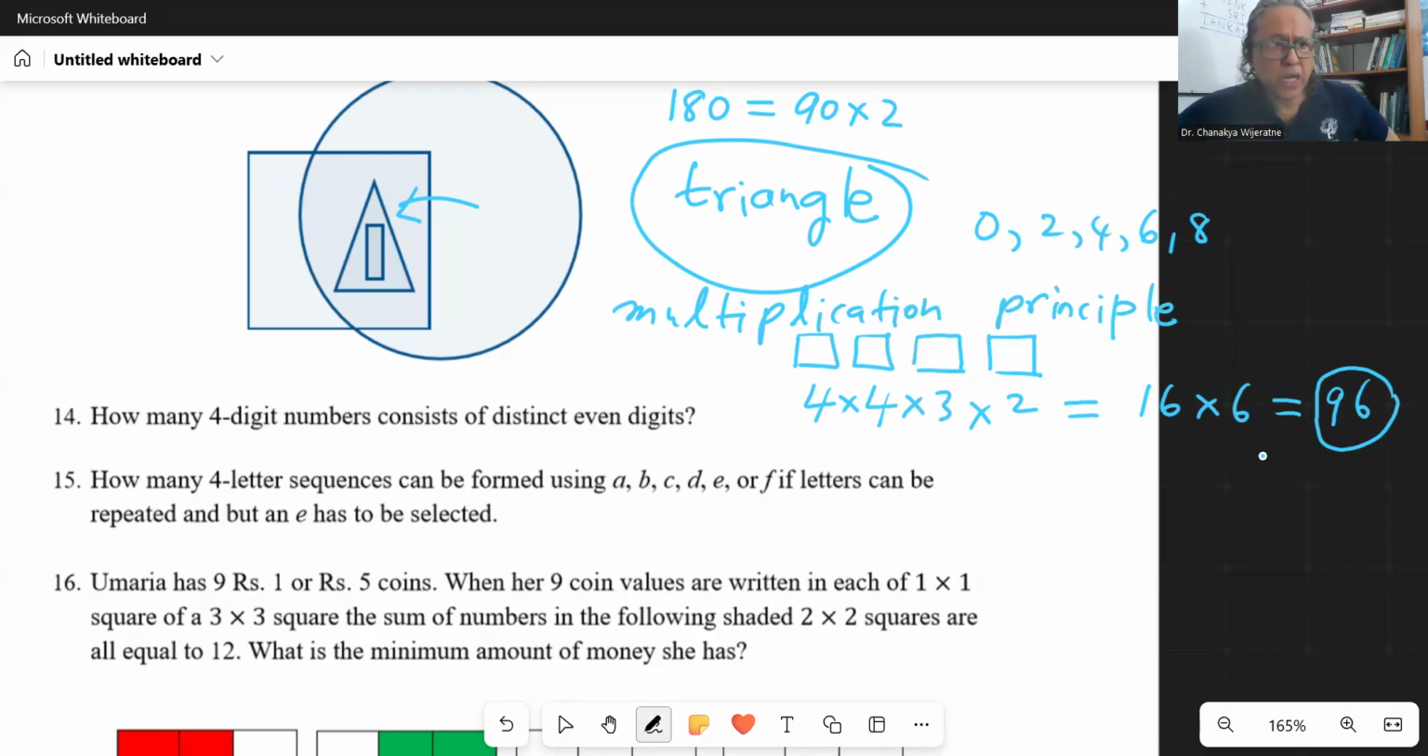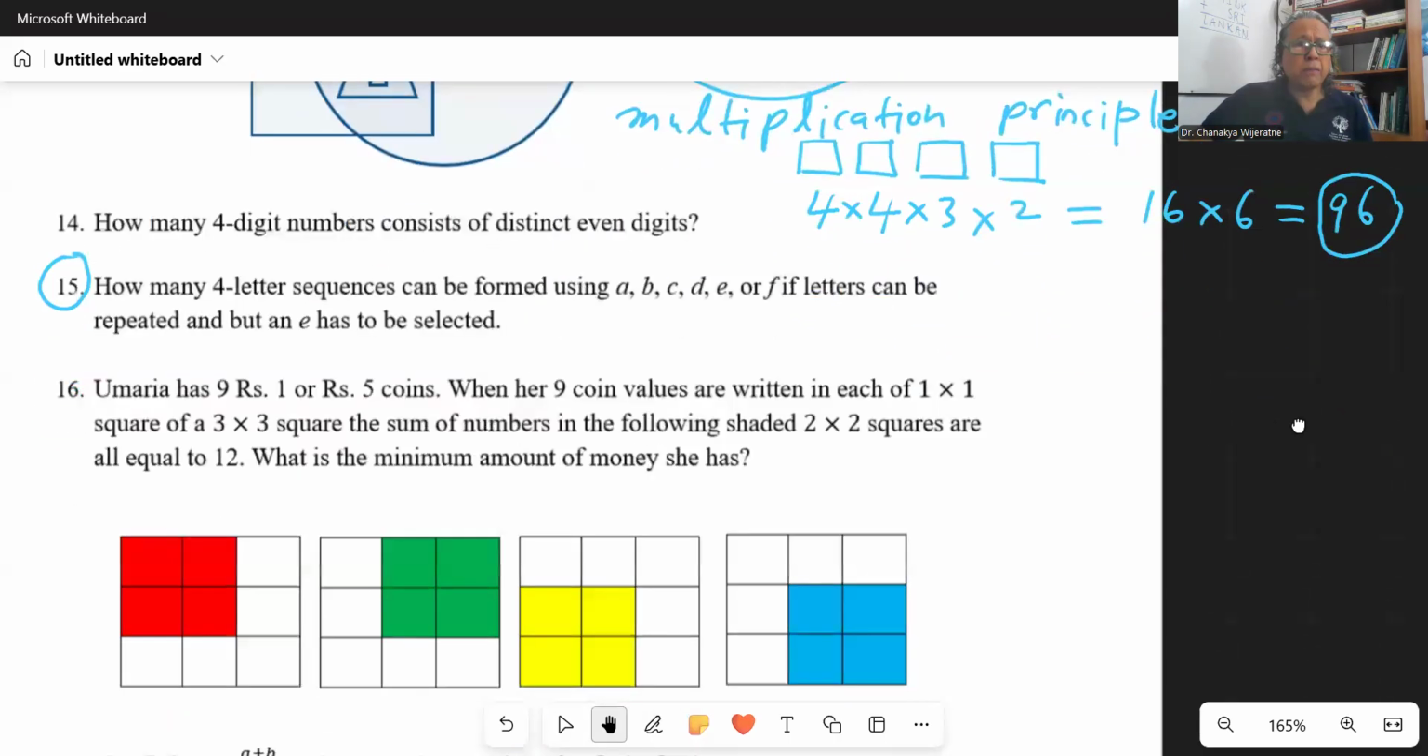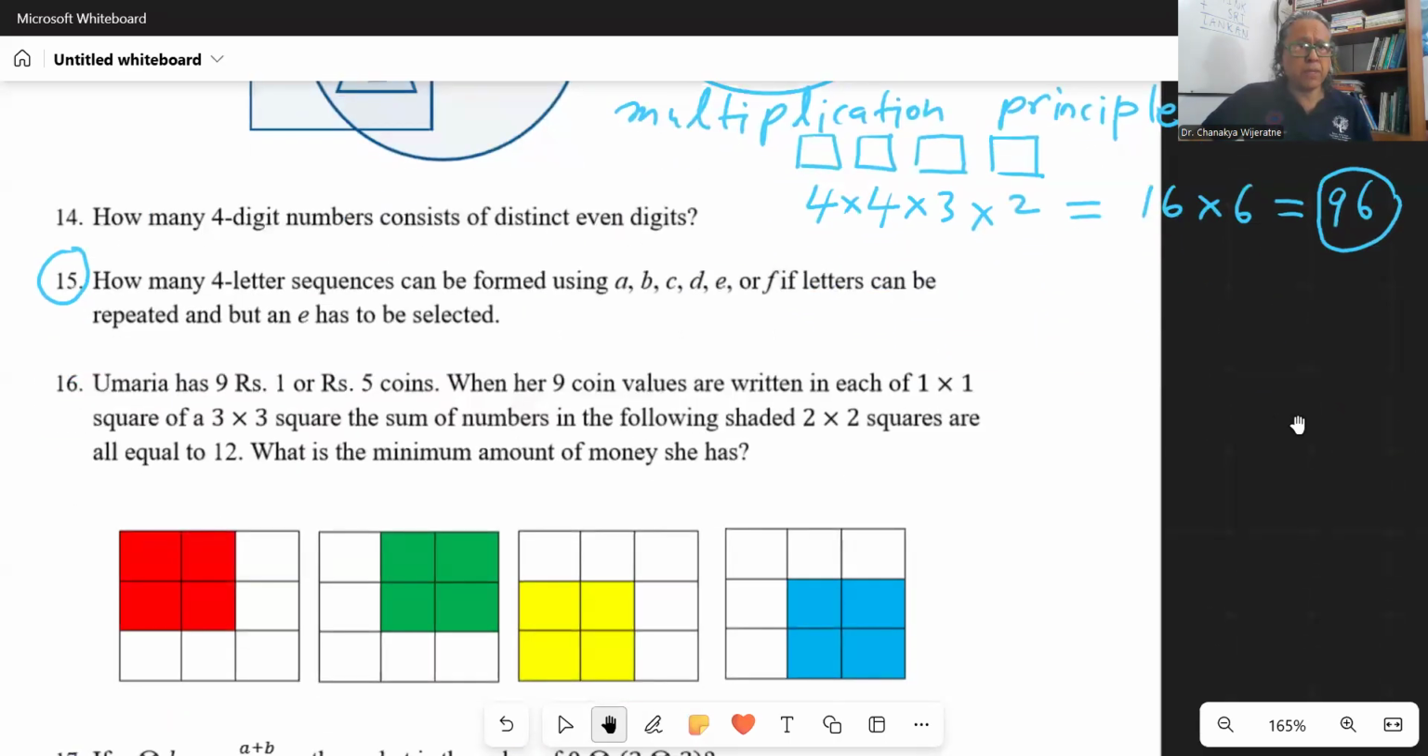Number 15. How many four letter sequences can be formed using A, B, C, D, E, or F if letters can be repeated and E has to be selected? So there's a typo. So there could be many E's. There could be 1 E, 2 E's, 3 E's, 4 E's. So these are cases.